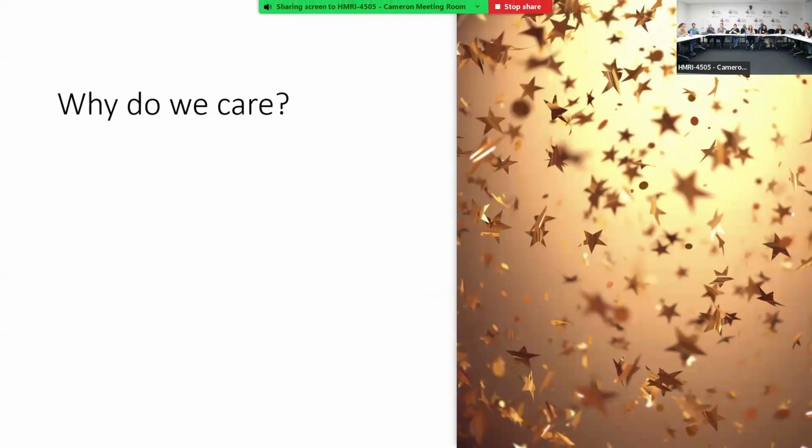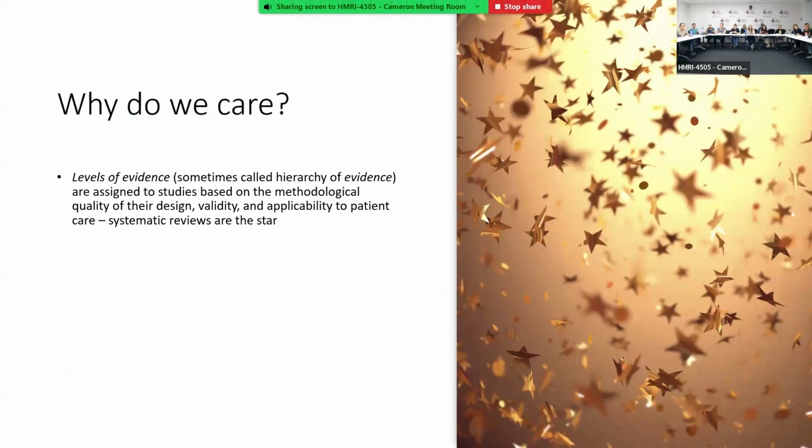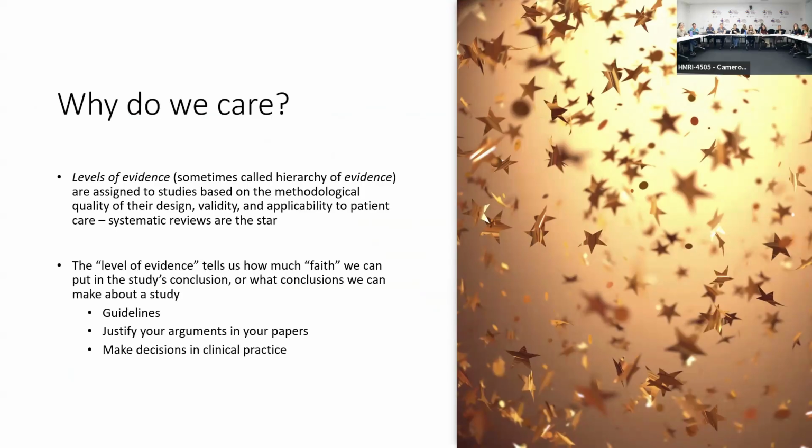And why do we care, Vanessa? Because levels of evidence are assigned to studies based on their methodological quality, their design, their validity, and how it applies to patient care. And systematic reviews are the gold star. So we love them, right? We love them. We love to do them, we love to read them, we love to cite them.